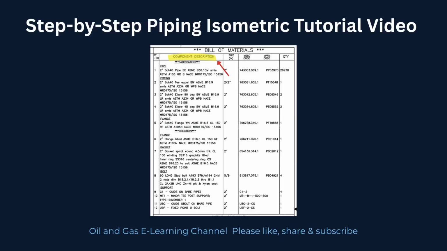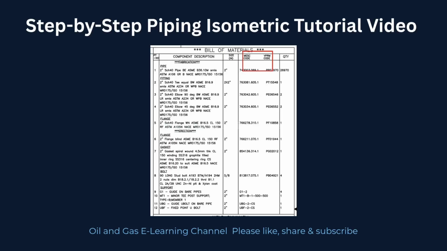Description, it tells us the name of the component, such as an elbow, a flange, or a reducer. It also specifies the material, for example ASTM A106 Grade B or ASTM A234 WPB. And it includes the schedule or rating, meaning the wall thickness for pipes, or the pressure class for fittings and flanges. Size, the nominal diameter of the component.